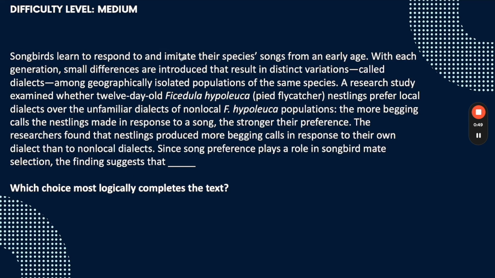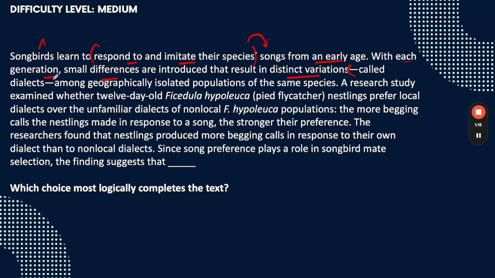Songbirds learn to respond to and imitate their species' songs from an early age. So we are talking about songbirds, and what can they do from an early age? They can respond to and imitate their species' songs. They can do this at an early age. With each generation, small differences are introduced that result in distinct variations. So what's happening with each generation? Some small differences come into the picture, because of which there are distinct variations.